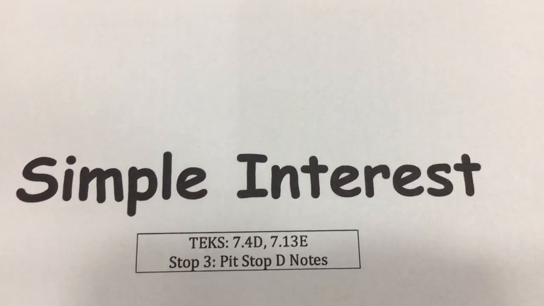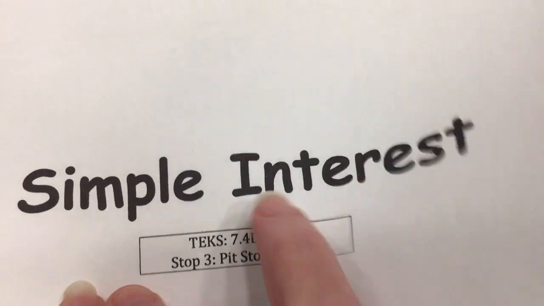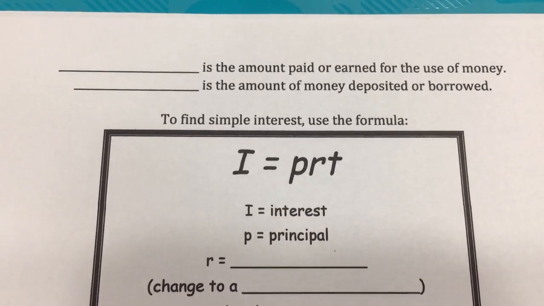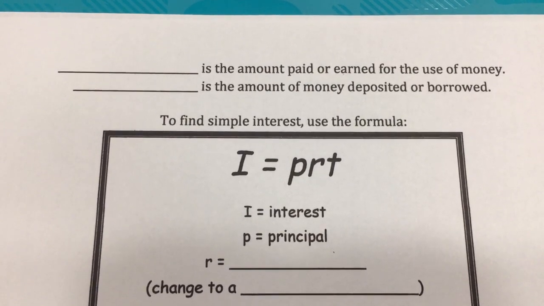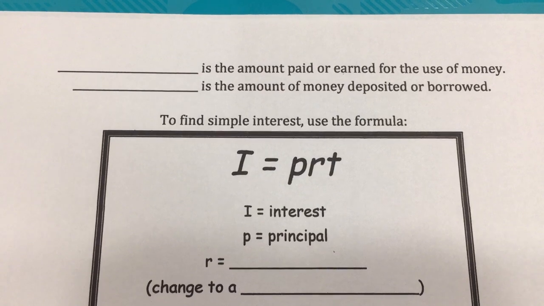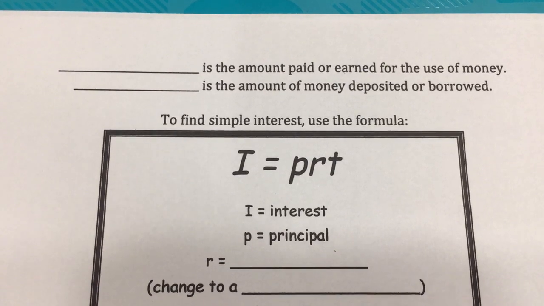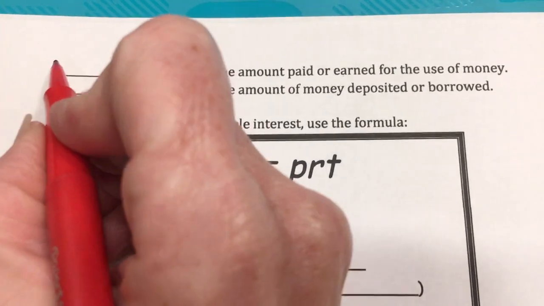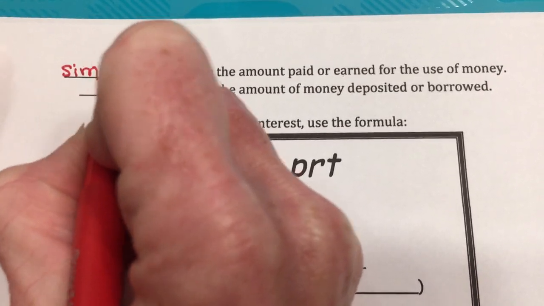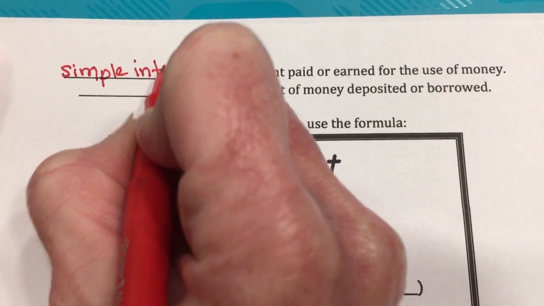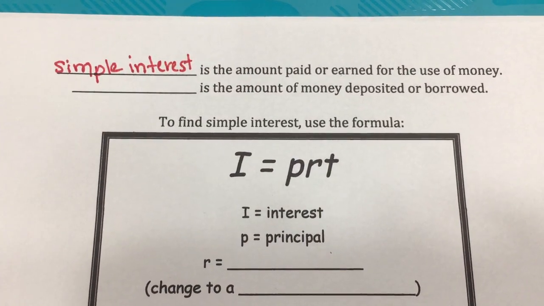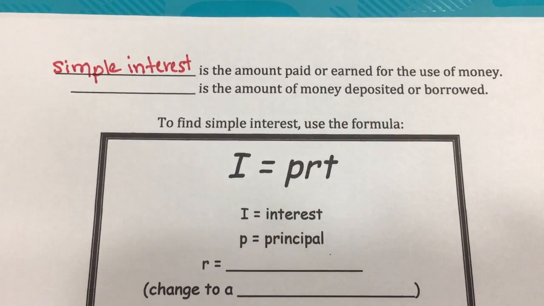So this is a video about finding simple interest. First we're just going to define some of the words we're going to be using. The first one says blank is the amount paid or earned for the use of money. And that's just what interest is. And specifically in this video we're going to be talking about simple interest. Like the name says, it's the simplest kind of interest to find.